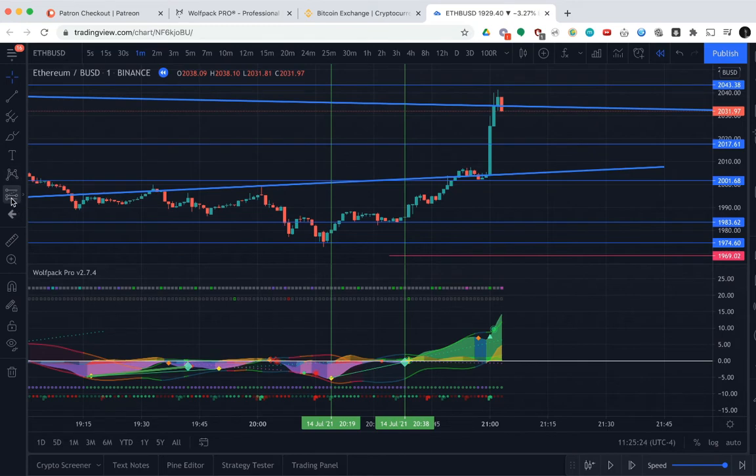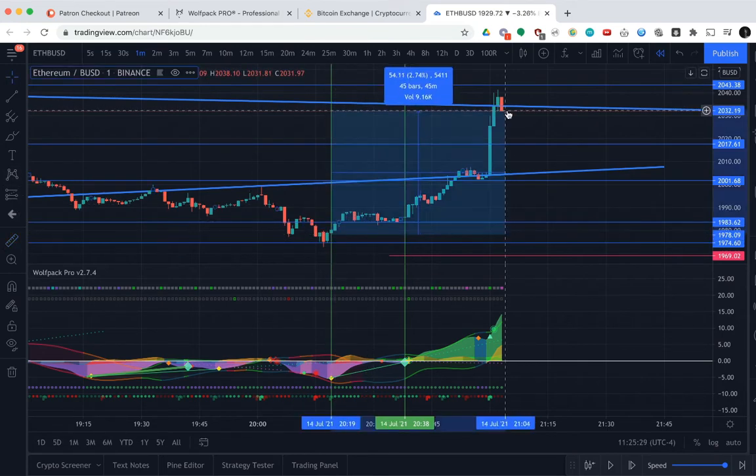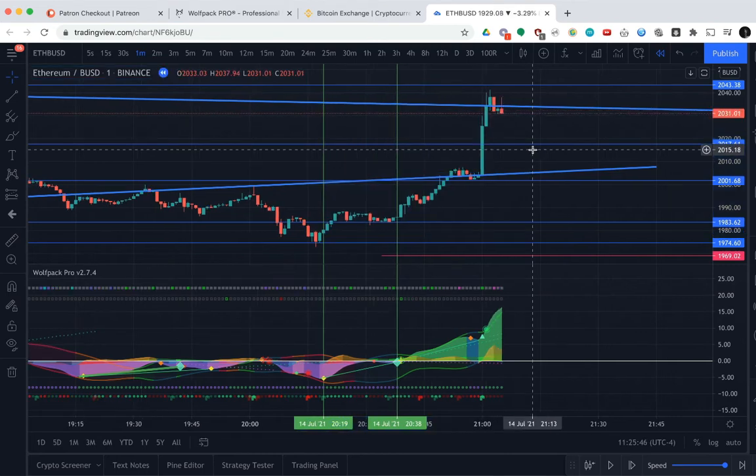This trade already is in fairly good profit. We entered here. Right now, at the end of this candle, we are at 2.74% profit in ETH. This is very good. And that was 45 bars, 45 minutes. So within an hour, we made almost 3%. So let's move forward, watch what happens.